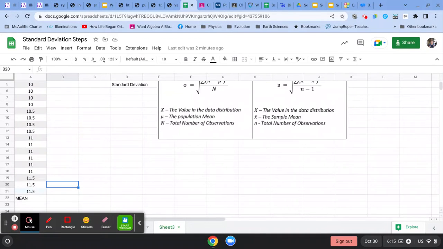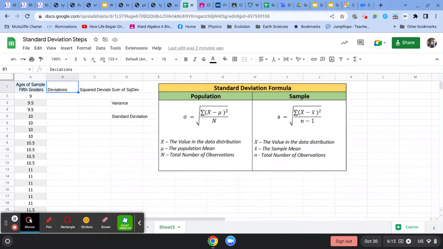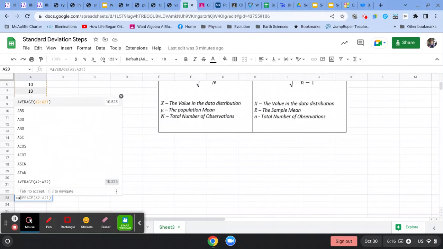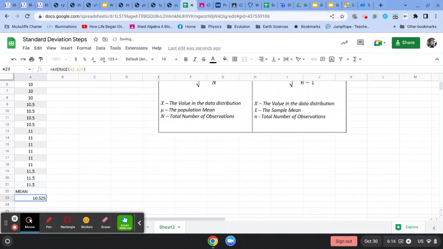So the first thing we need is our data. That's our observations. That's X. Then we need the mean. So let's get the mean of that data. We go down here to where I've said mean, and mean is average in a spreadsheet. So equals average. And look, it's already trying to fill it in for us. So let's accept that. And there we have it. The formula was equals average, and then in parentheses, the range of the cells that we wanted. Cool. Now we've got the mean. Take note that that is A23.